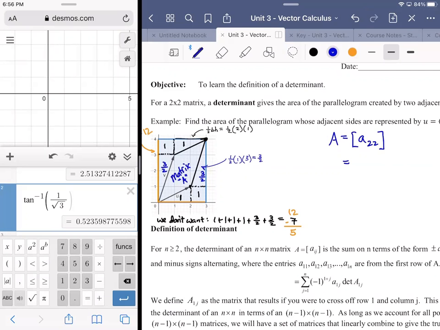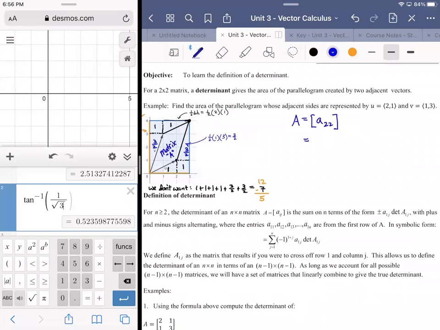All right. So what we would say is this matrix would consist of u and v as its columns, specifically 2, 1, 1, 3. And so what we're looking for is the determinant of matrix A, which is written as an absolute value of the entries in the matrix.